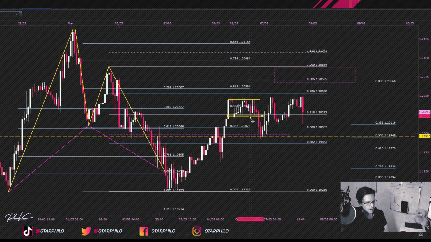And then there was another opportunity that I missed out on. So there was an entry point right here, and then it already came down and hit target 1 at the 382. So, you know, I missed out on this opportunity as well. That's another 45 pips. Here's the reality of trading.